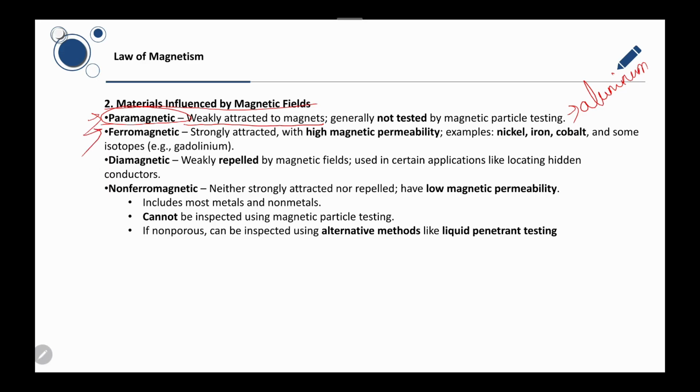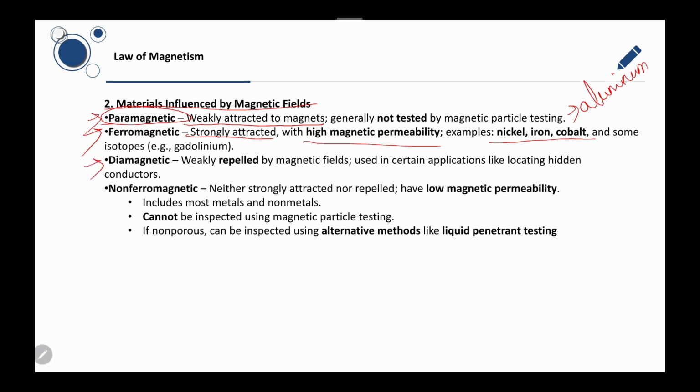The next one is ferromagnetic materials. These are strongly attracted to magnets and they have high magnetic permeability. They can carry a lot of magnetic flux. These are the only materials suitable for magnetic particle testing. Examples: nickel, iron, cobalt. Their magnetic domains can align easily, creating strong magnetic fields and clear defect indications.